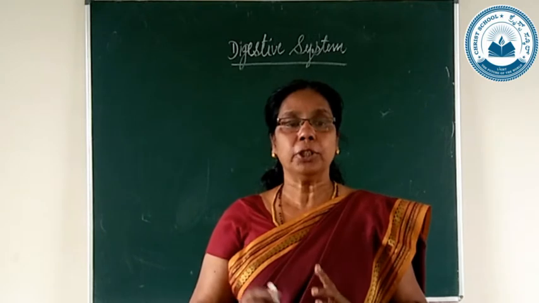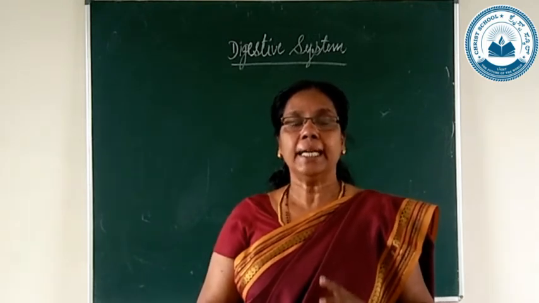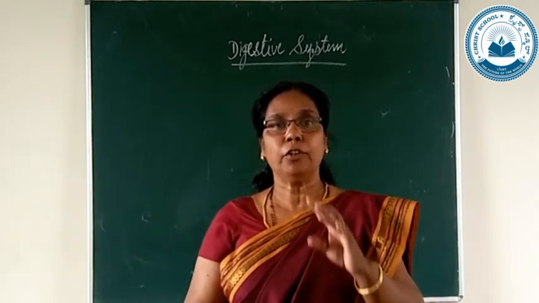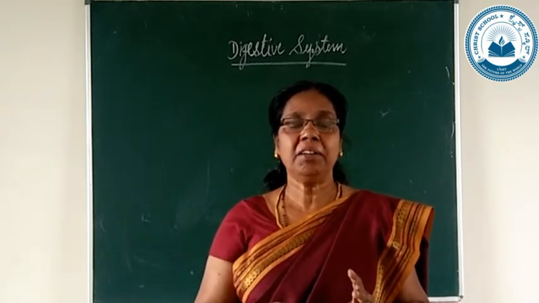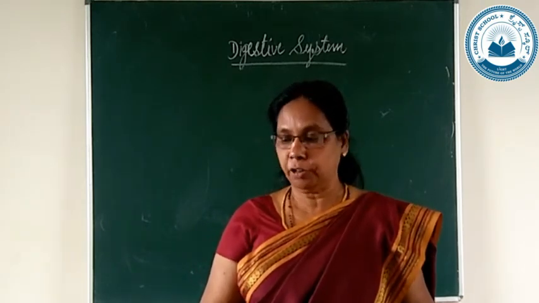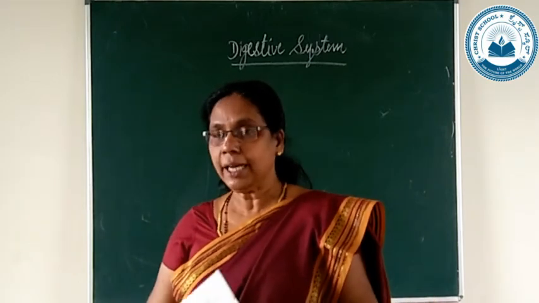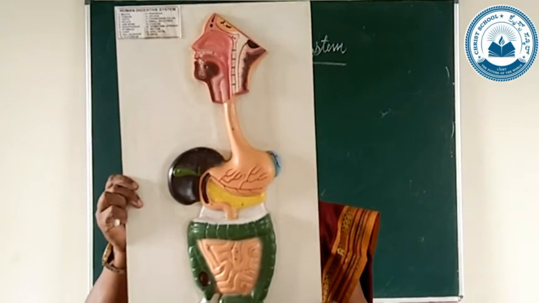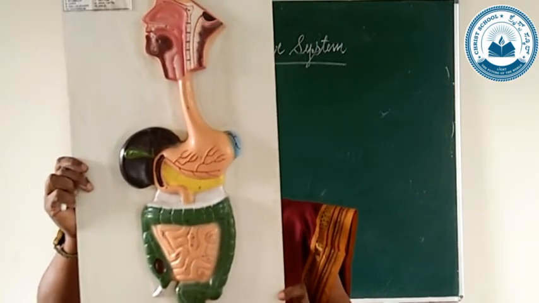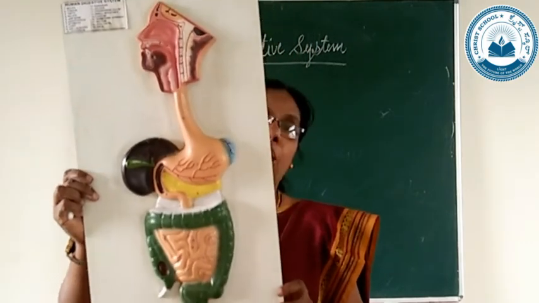Now let us go to the digestive system. The digestive system consists of 2 main parts, called the alimentary canal and the digestive glands. Now look at this picture. What can you see here? This is the digestive system of human beings.